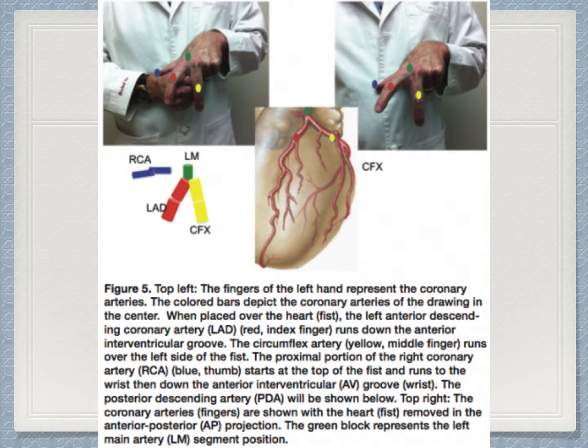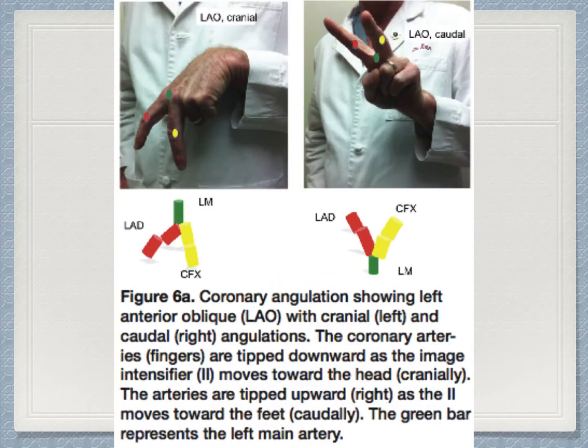Top right, the coronary arteries are shown with the heart or fist removed in the anterior posterior projection. The green block represents left main. So this is an anterior AP view. That is why you can see the man in the picture without any protrusion or any shoulder in front of him. So this would be the common AP view. Then you can see the LAO. This is for the left coronary artery.